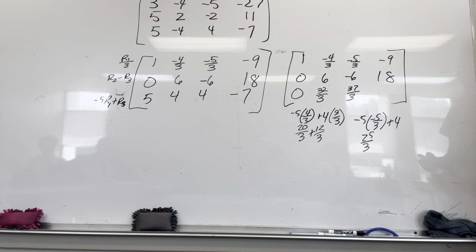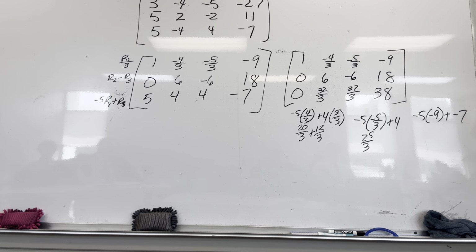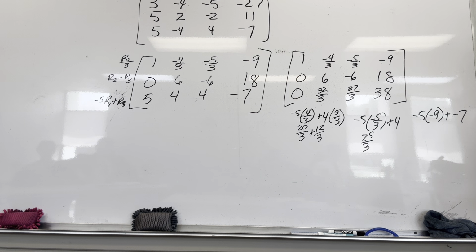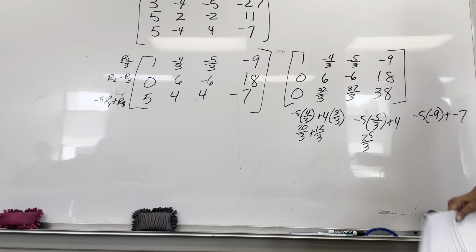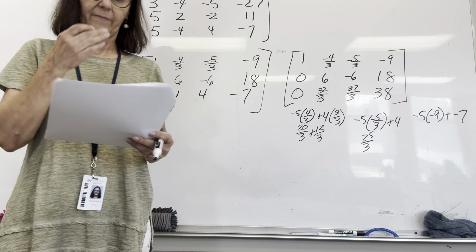Just doing math. She's doing it for fun. And then -5 times -9 plus -7. That's what? 45 minus 7. 38. All right, so you go left to right. That's what you want to do. Okay. Any other questions?